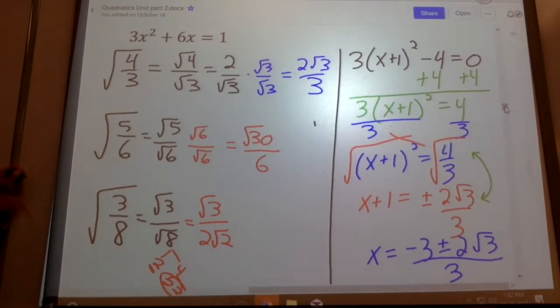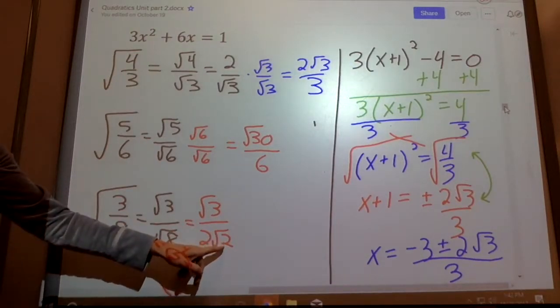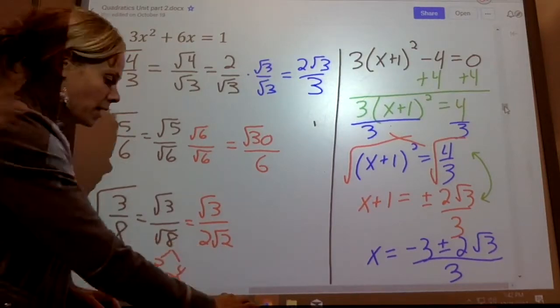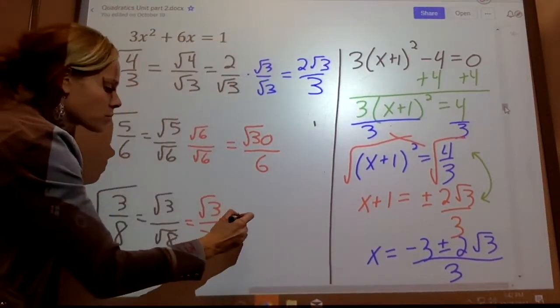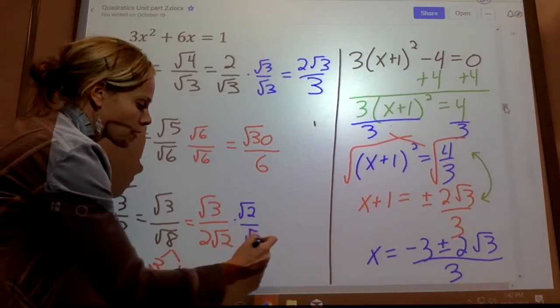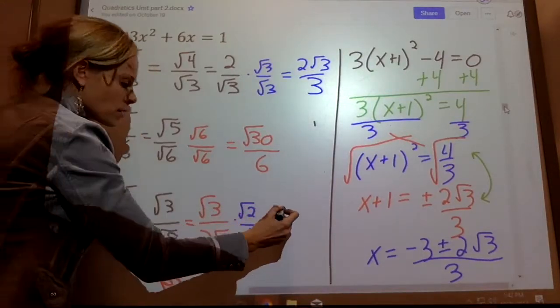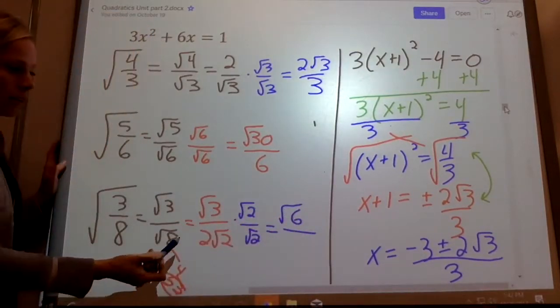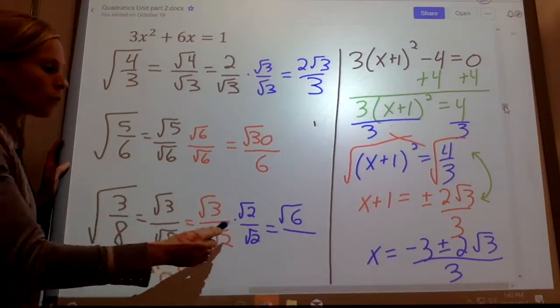You have to multiply the square root of 2. This 2's fine, but this square root of 2 is the problem. So I take the top and bottom times square root of 2. So I get square root of 6 over 4.